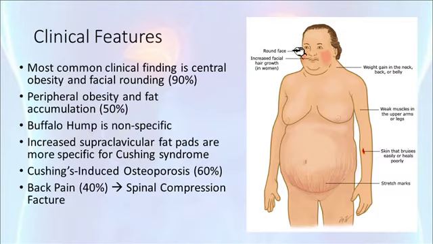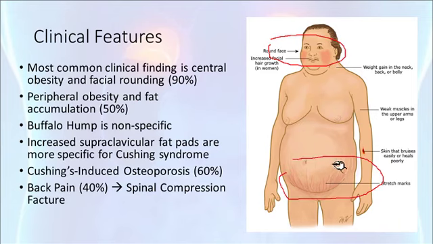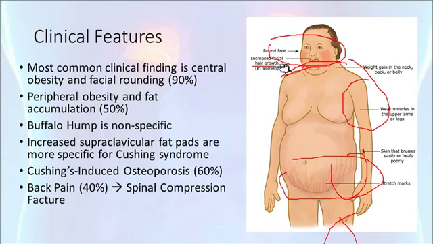The clinical features you all know about, which is the rounded face and the buffalo hump itself, along with the abdominal striae, right, and the weakened muscles in the upper limbs and the legs, the weight gain, and the buffalo hump, which usually occurs here at the back, and the increase in facial hair, which is common in women. Most common clinical findings include central obesity and facial rounding, right? Peripheral obesity and fat accumulation. The buffalo hump tends to be non-specific. Increased supraclavicular fat pads are more specific for Cushing's syndrome.